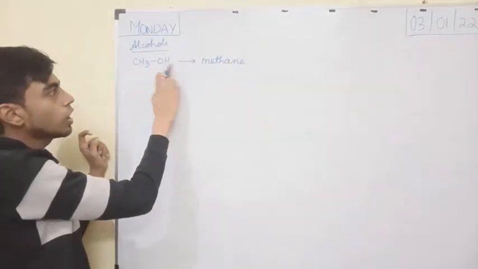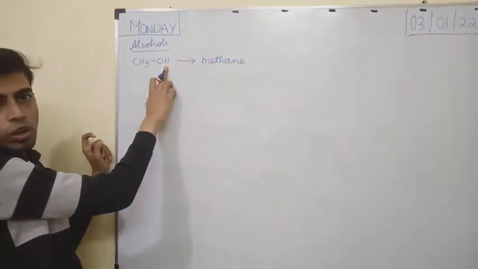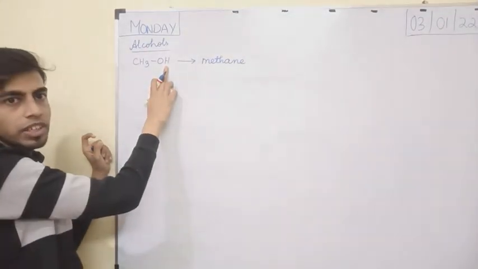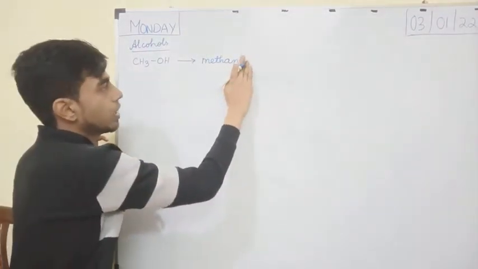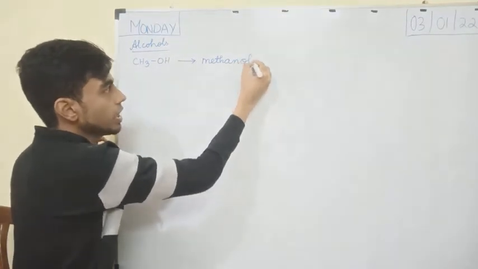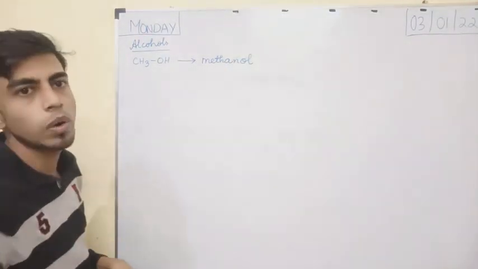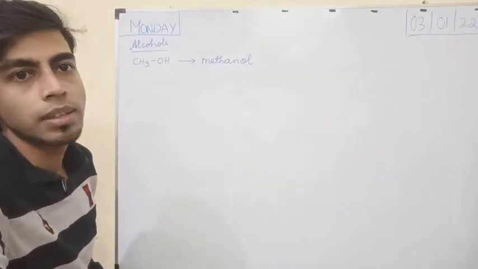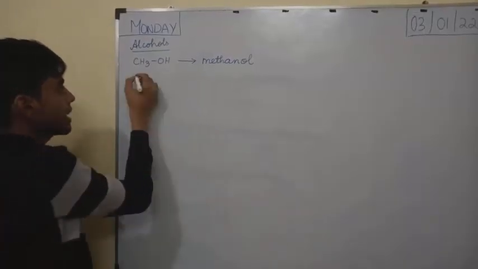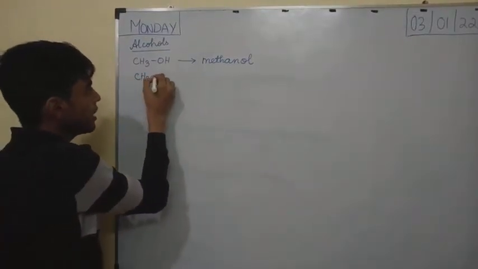But for the alcohol group, the OH group is the alcohol group. For the alcohol group, what is the suffix? OL. Okay, so instead of this E, you should write OL. So what is the name? Methanol.